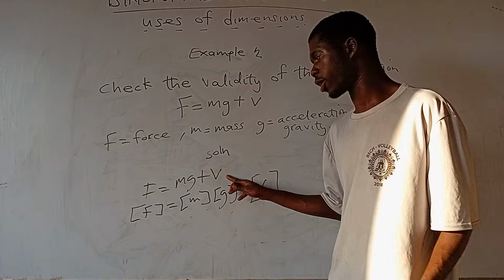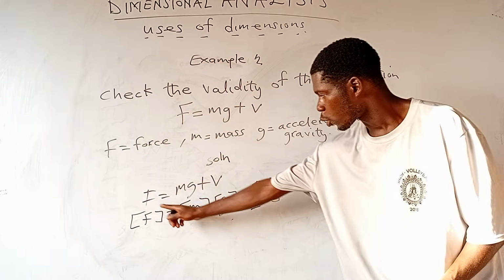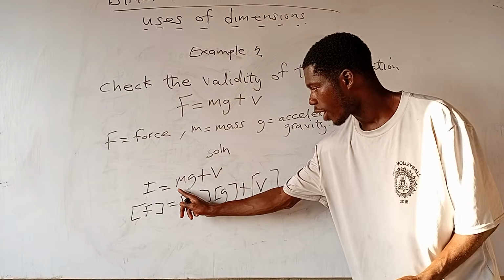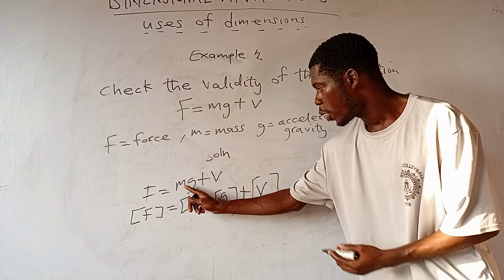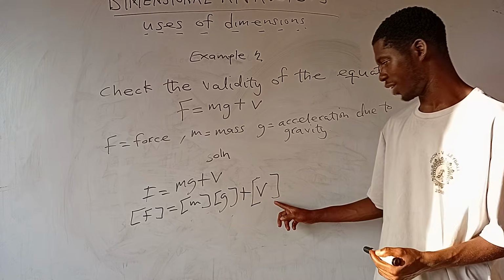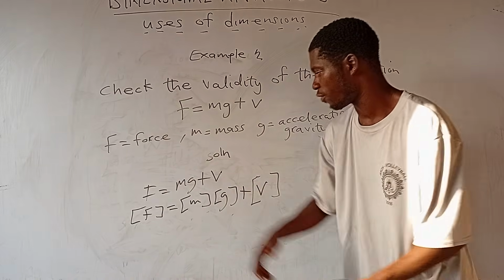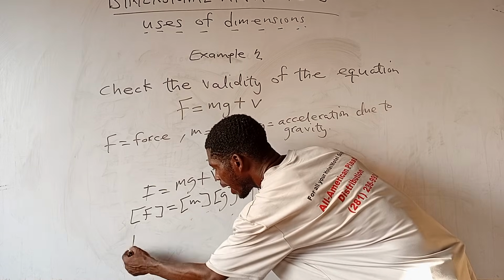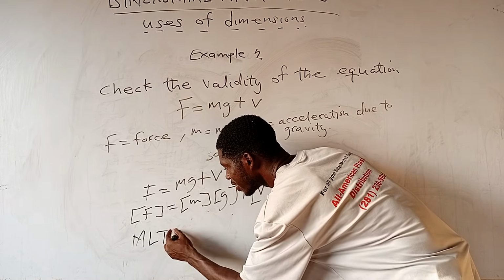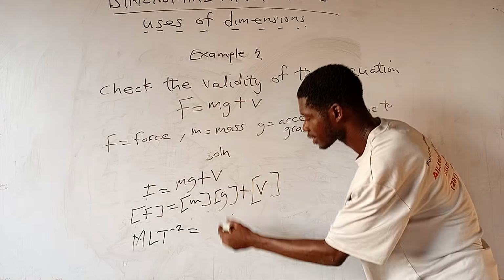So this is the equation. So after that, we take the dimension of all the terms. So we take the dimension of F, the dimension of the mass, the dimension of g, and the dimension of v. Okay, now what's the dimension for F? F is the force. So the dimension for force is MLT^-2. You know it already. The dimension for m is mass, that's M.